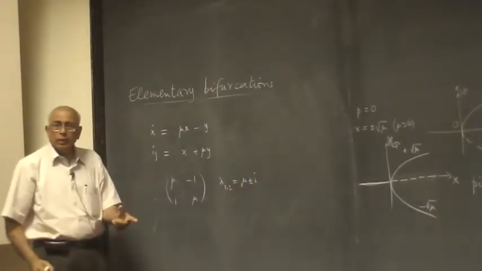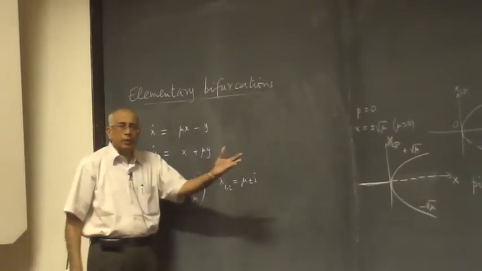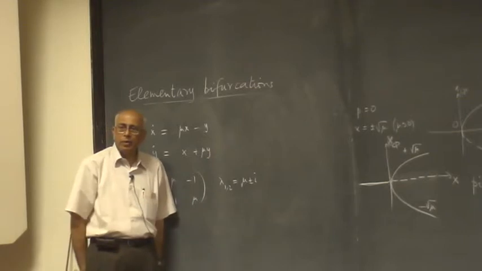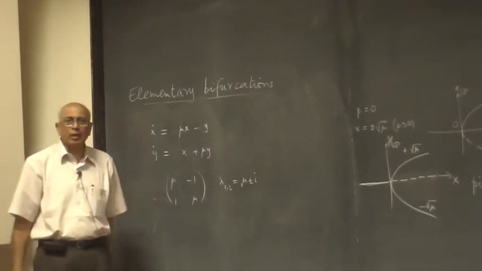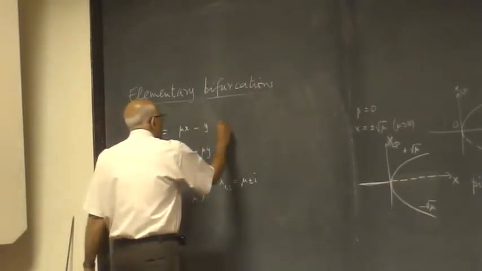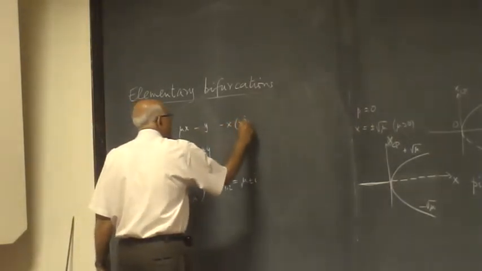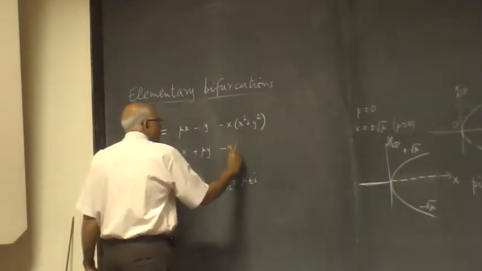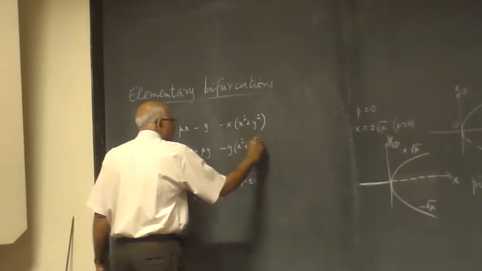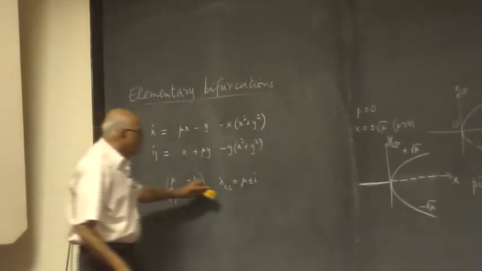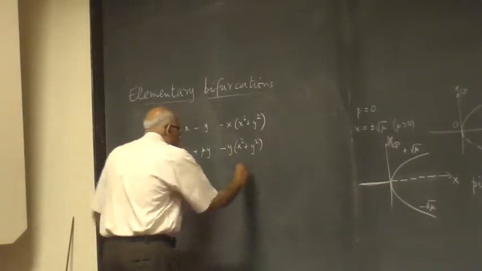When mu is positive, this would mean an unstable spiral point at the origin. When mu is negative, it's an asymptotically stable spiral point. So at mu equal to 0, I expect something to happen. For that, I need the nonlinear terms. So let me put a minus x times x squared plus y squared here. And this is the textbook example. Minus y times x squared plus y squared.